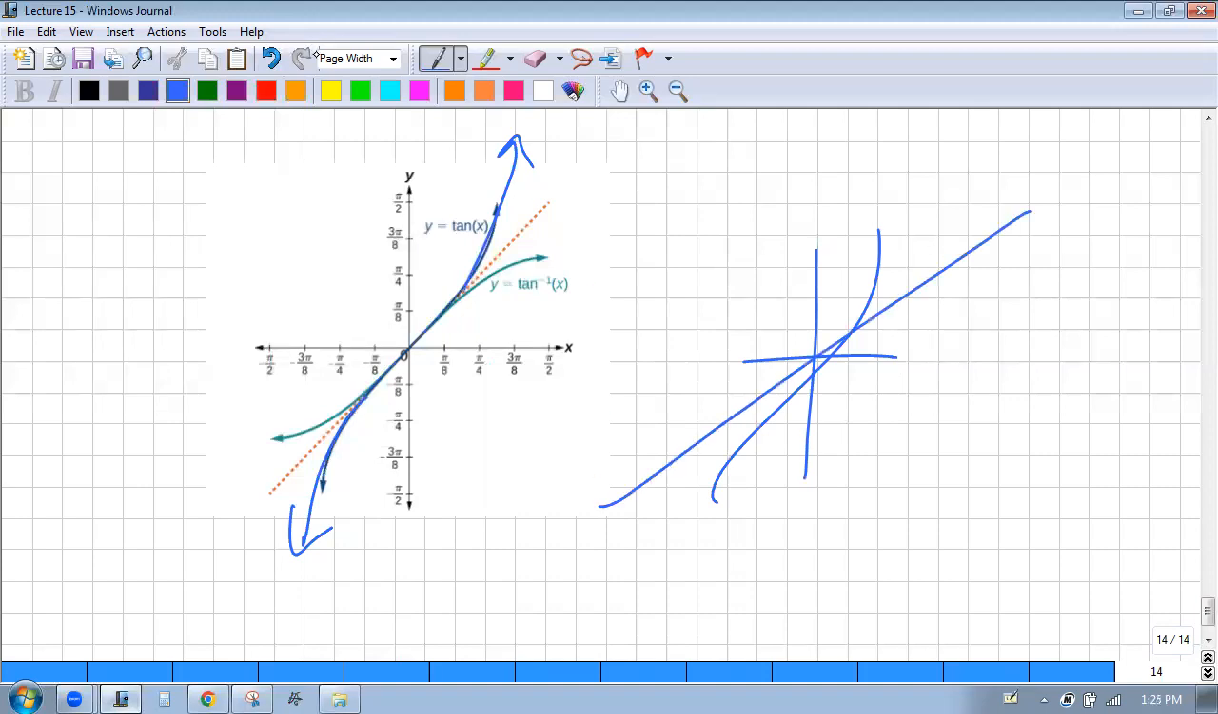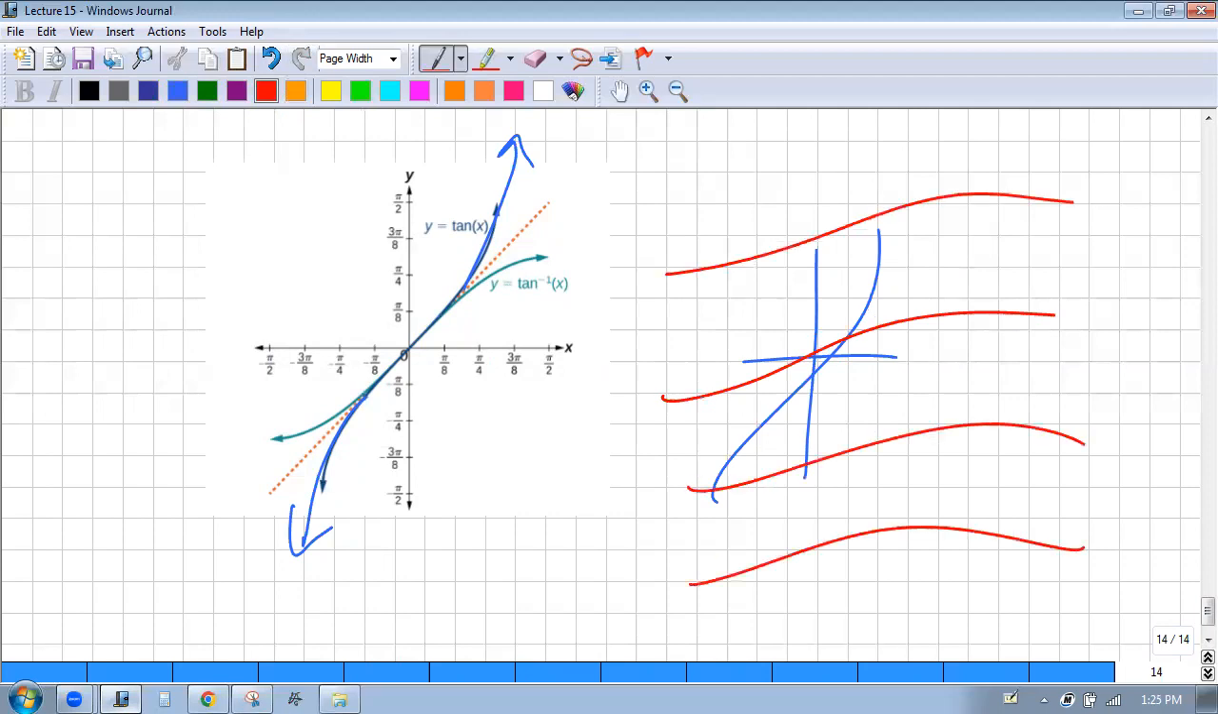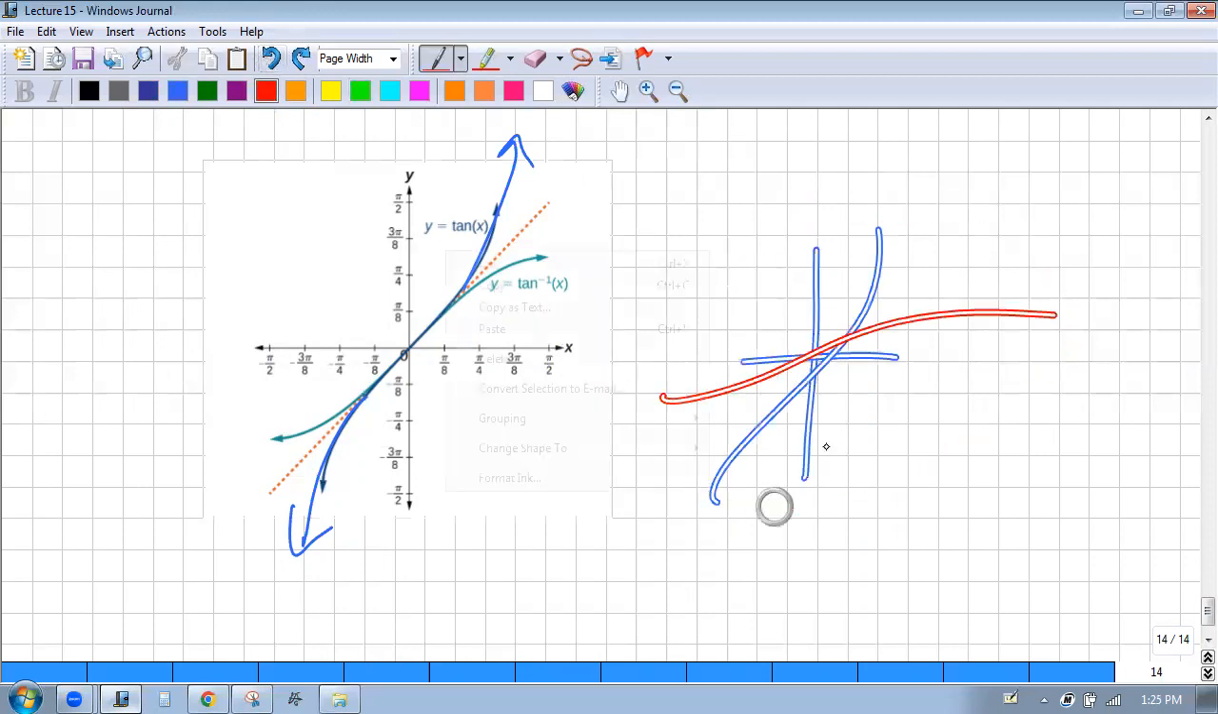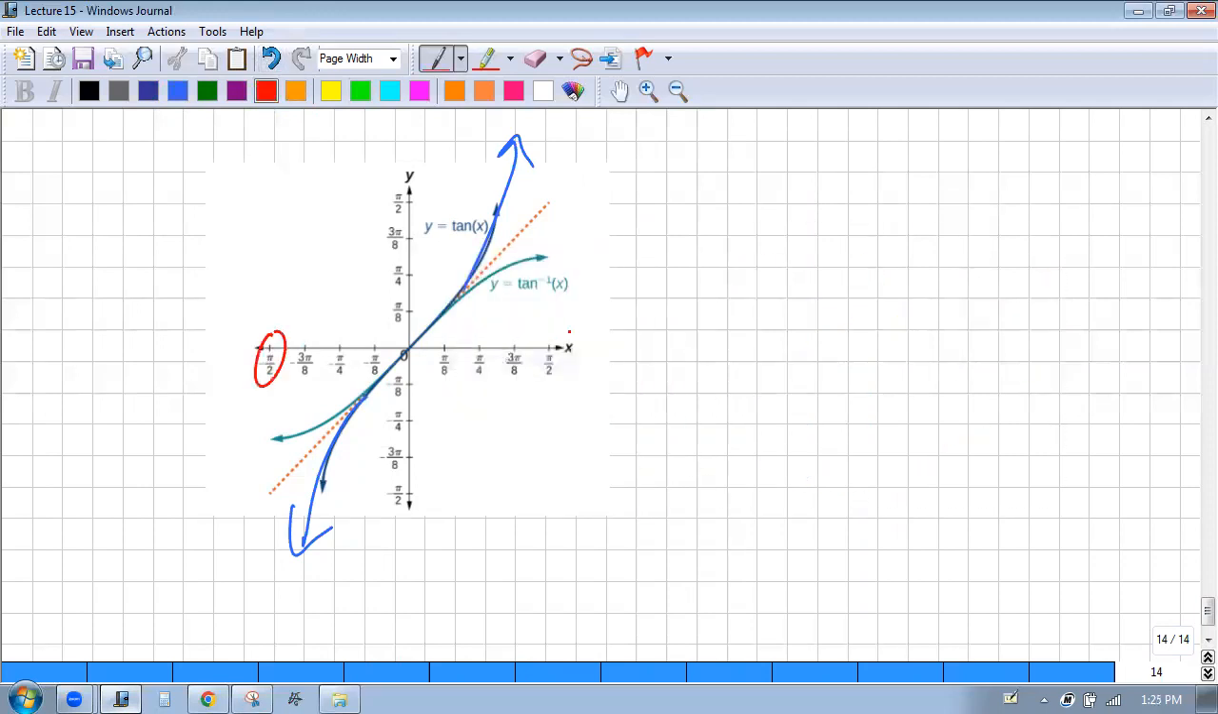If you flip it over the line y equals x, you end up with something that looks like that. If we kept all the other periods, we would have this going on. We can't have that, not a function. So we threw away all the other wavelengths, right? We threw away this guy and this guy, because if we kept them, those would end up here and here, and that wouldn't work out. So we're fixated between minus pi over 2 and pi over 2.